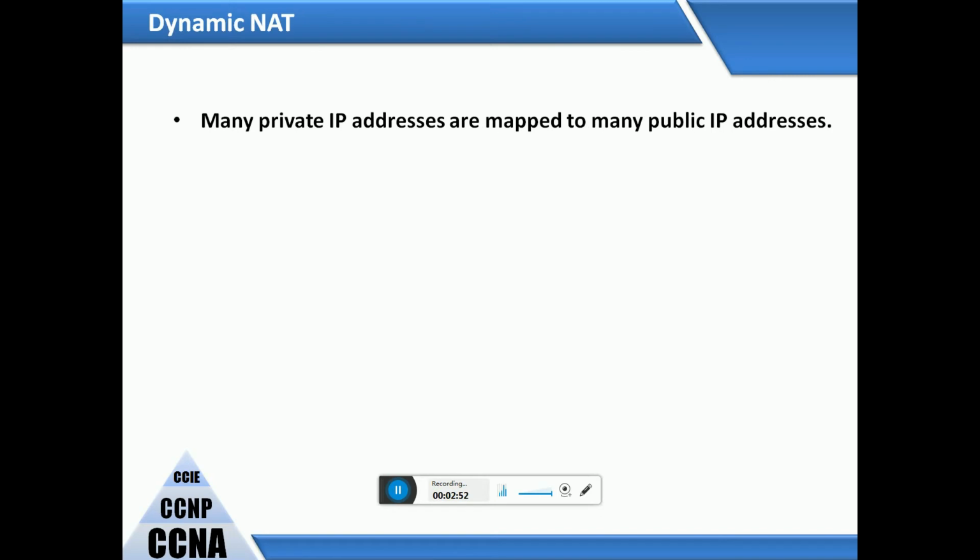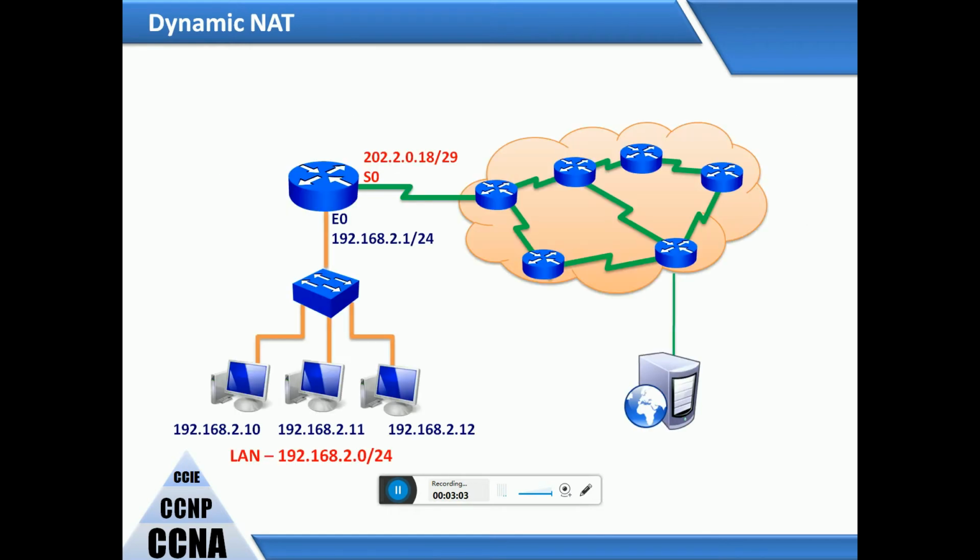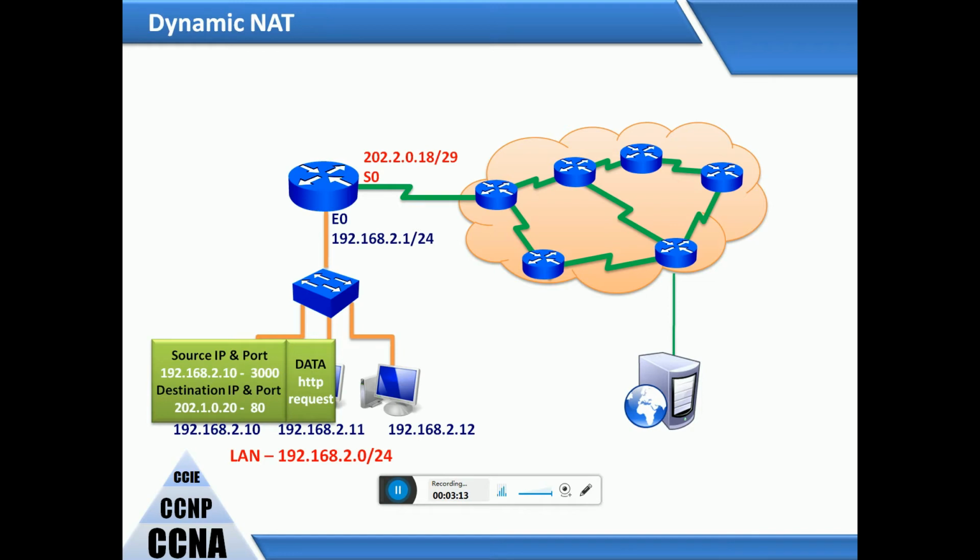Dynamic NAT: many private IP addresses are mapped to many public IP addresses, and can only be configured for outbound traffic. The number of people who can connect to the internet is equal to the number of public IP addresses. This is showing dynamic NAT. The source IP address is 192.168.2.10.3000. The destination IP address and port is 202.1.0.20. This is the destination IP address.